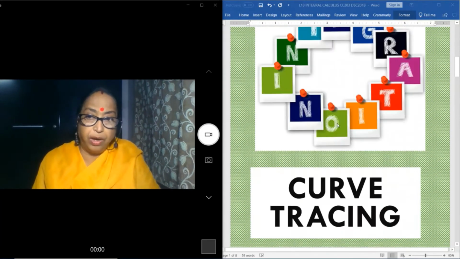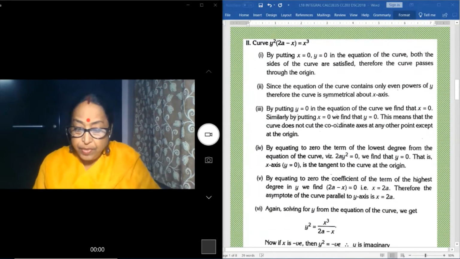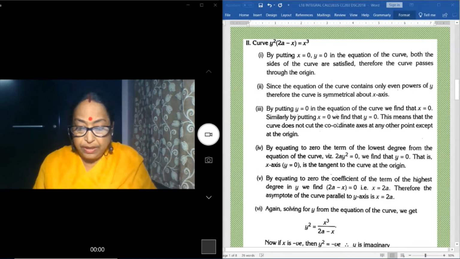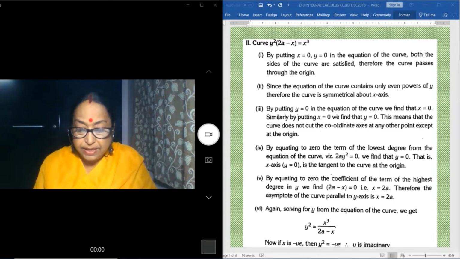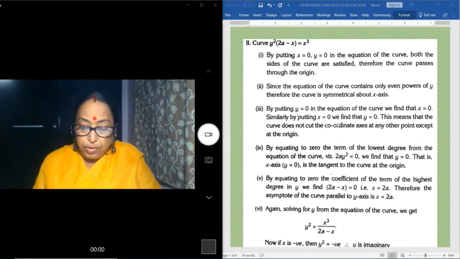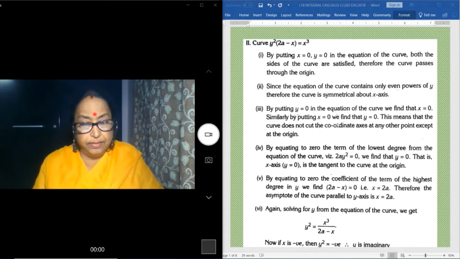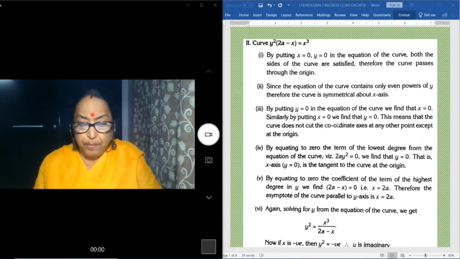Today we will discuss more about curve tracing. Suppose the equation of the curve is y square within bracket 2a minus x is equal to x cube. Here, if we put x is equal to 0 and y is equal to 0 in the equation of the curve, then both the sides are satisfied. Hence, the curve passes through the origin.